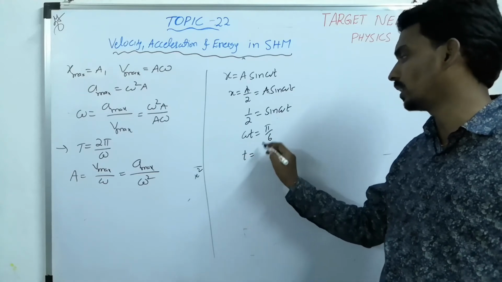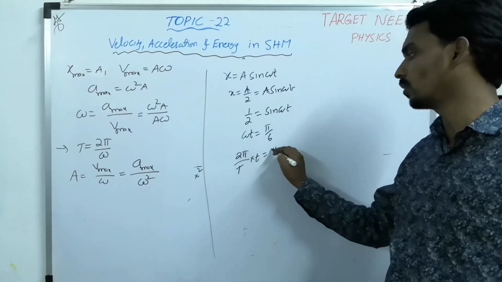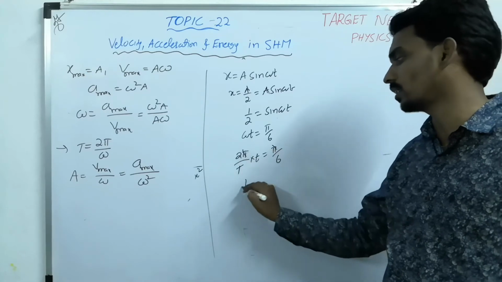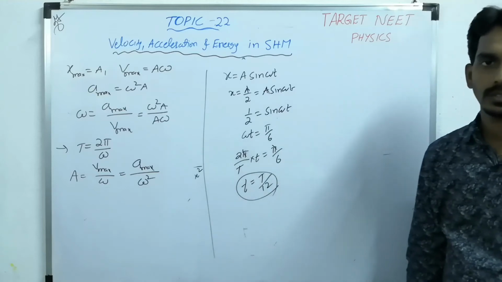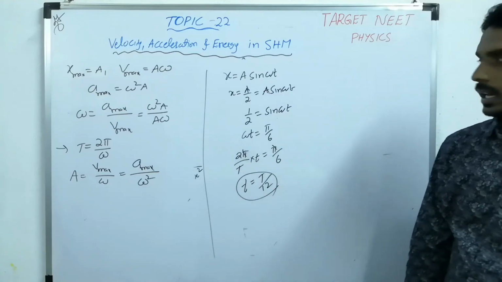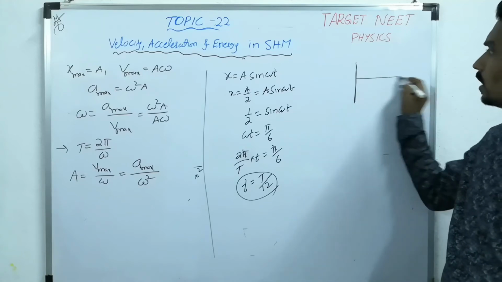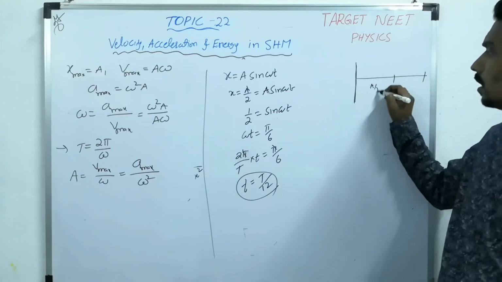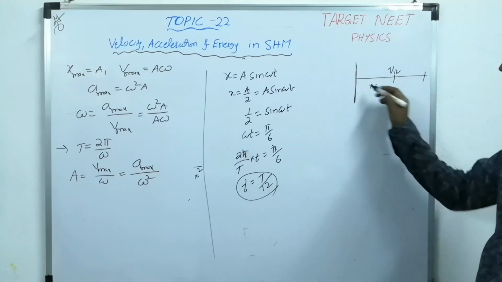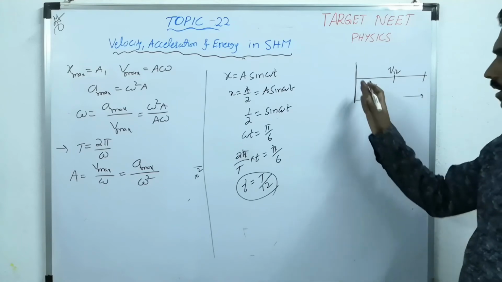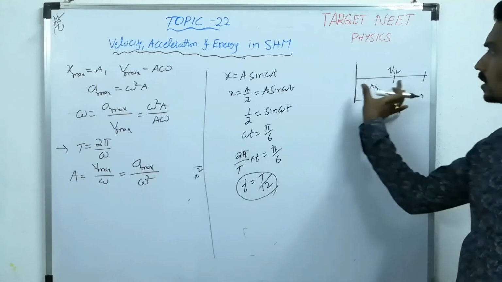Then omega is 2 pi by T times t equal to pi by 6. Pi cancel. So t equal to T by 12. So like this you can calculate. Means from equilibrium position, if you consider to cover half the amplitude, how much time it will take? T by 12. And what is the total time? 1/4 time period. How much? T by 4. This is T by 12.